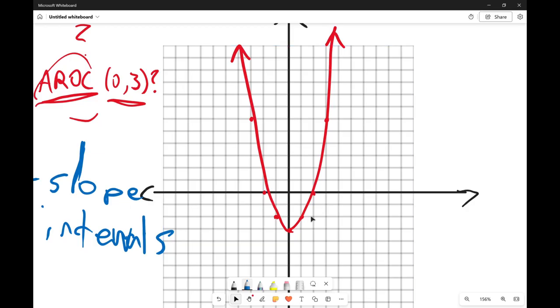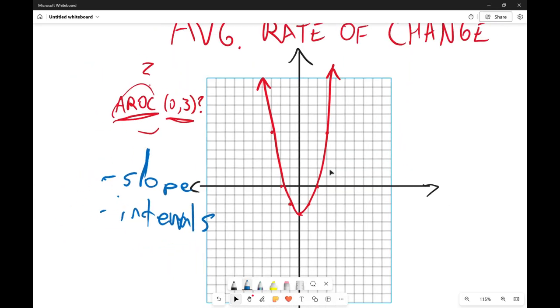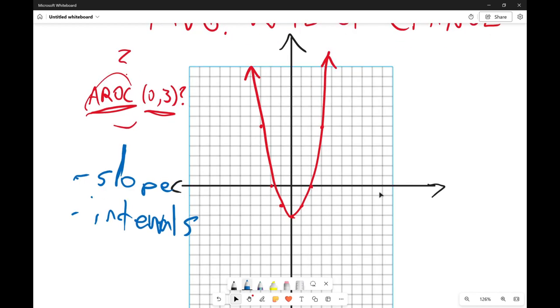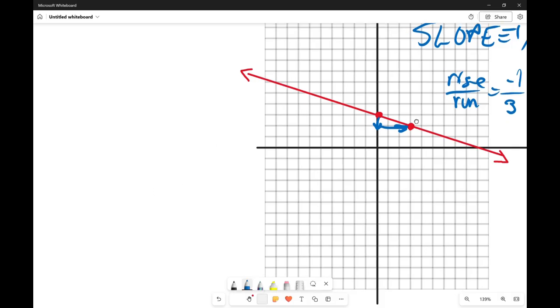Obviously it does have a slope, but it's like a parabolic slope, where they have the x squared in there somewhere. So when they're asking you for the AROC here, they're not asking for that. They're asking for a literal slope. They want a linear slope, like in that other problem. They want to see something like this, where it looks like that.